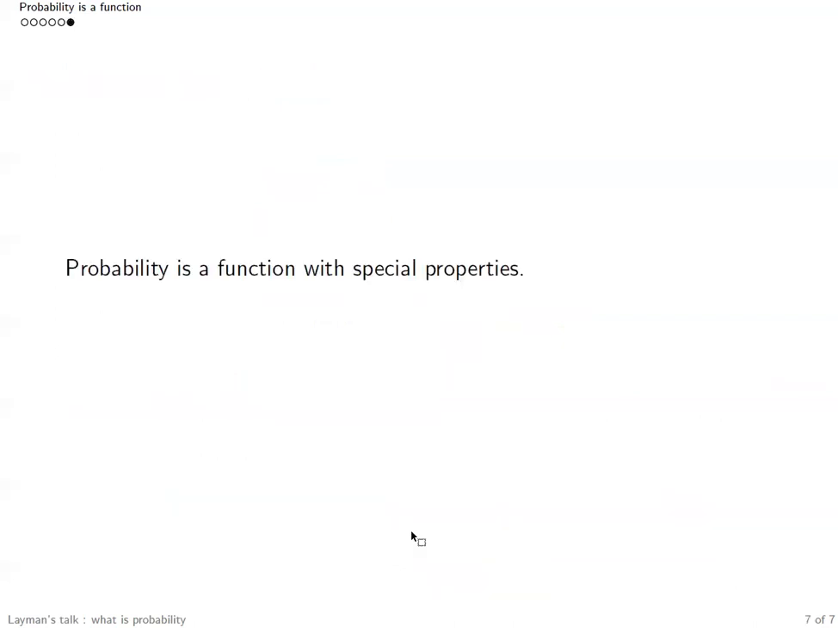In short, probability is a function with special properties. It assigns numbers from 0 to 1 to arbitrary random events. Then we can use these functions to quantify our random events. We transform them into numbers, which we can easily calculate and compare.